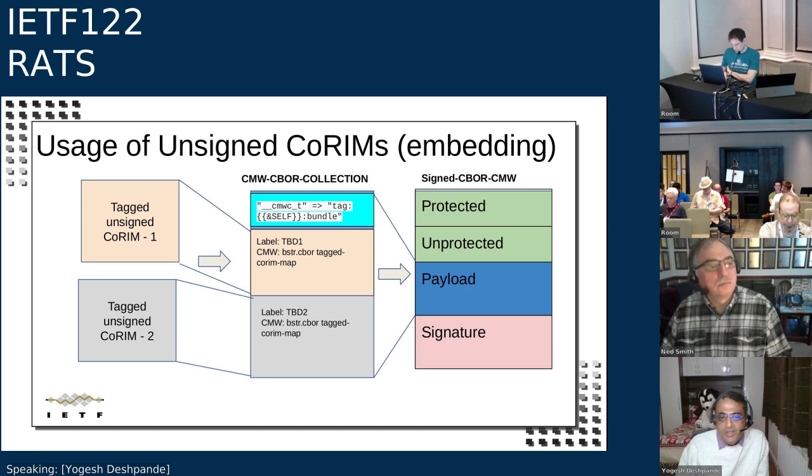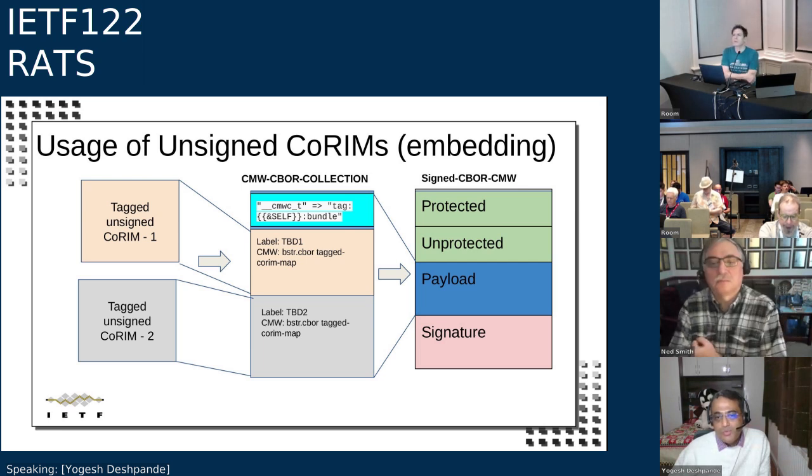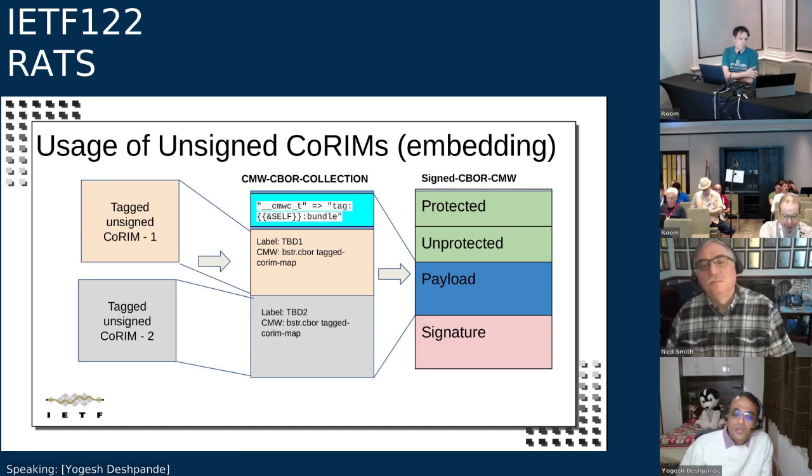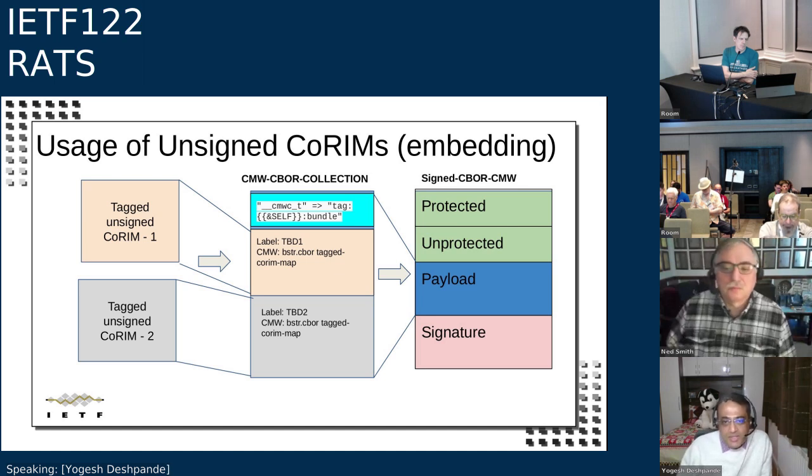So we take the unsigned quorum, tag it, and then we put a CBOR in the middle box. We put a CBOR representation of these two quorums, bundle it, and we have a top outer level tag, self bundle. And then once the collection is constructed, comprising the two quorums with a tag, each one of these also has a tag, TBD1, TBD2, which can have any number. Then you construct that CBOR payload and then wrap it using COSE Sign1, signed CBOR CMW.